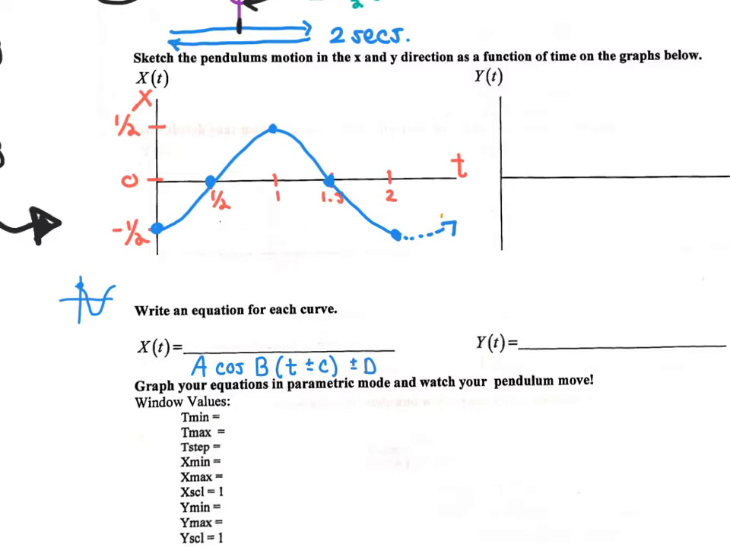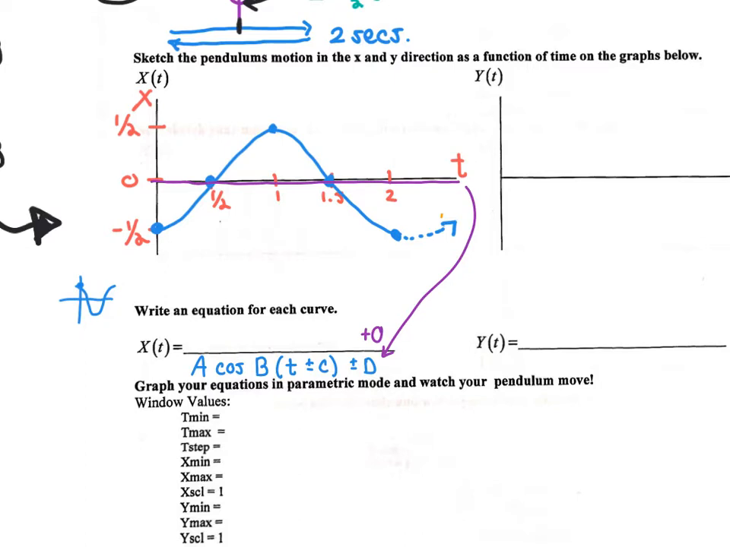So where are these values coming from? Well, looking back at the graph, some key things. One of the things we talked about was the midline, and the midline helps us determine the d value. Since our midline is at 0, that means that the d value is also 0. You could write the plus 0, or you can leave it blank.